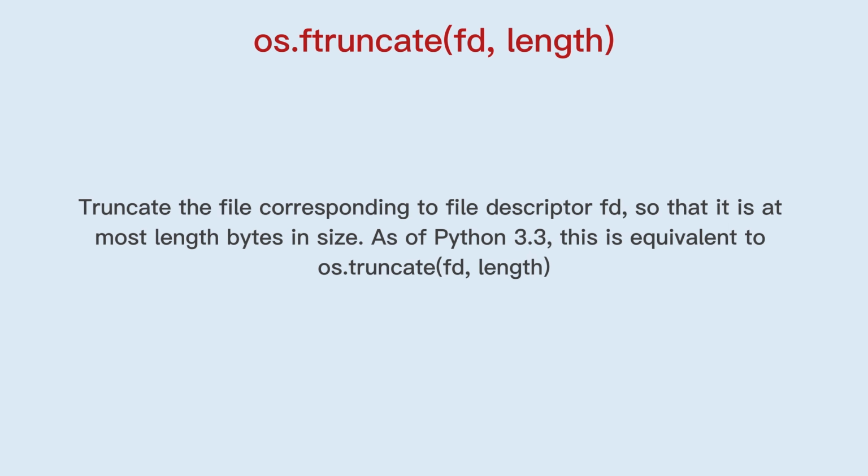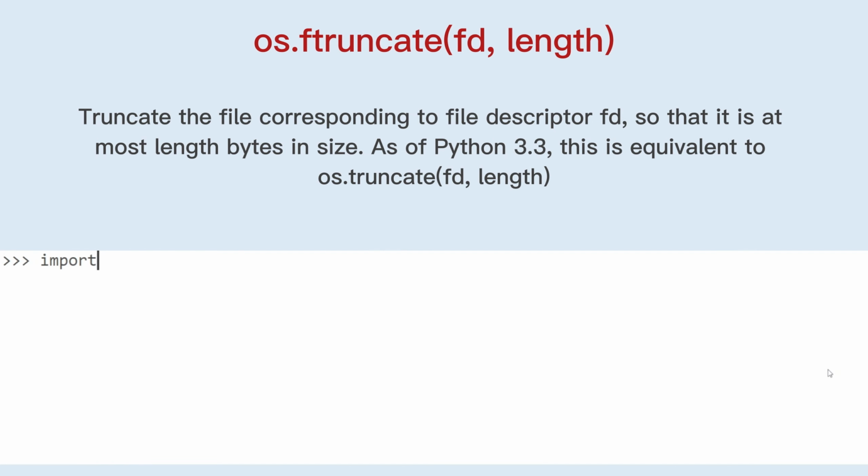os.ftruncate. Truncate the file corresponding to file descriptor fd, so that it is at most length bytes in size. As of Python 3.3, this is equivalent to os.truncate(fd, length).